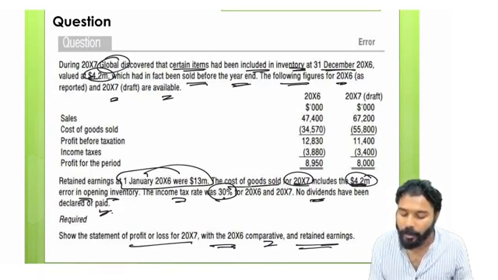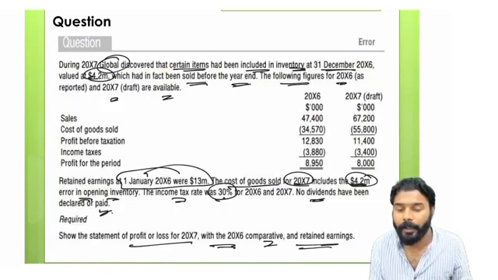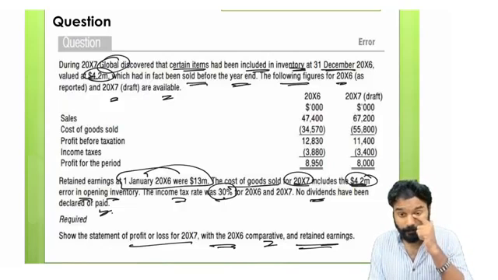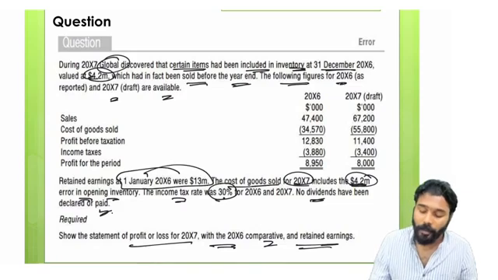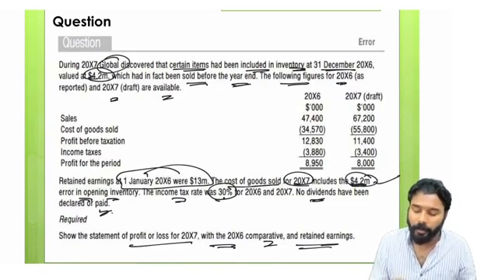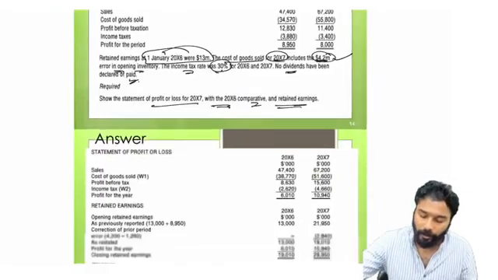So what is the error? The cost of goods sold includes a 4.2 million error in the opening inventory. So we have to correct this error. This error happened because of TUSRA X6, right?